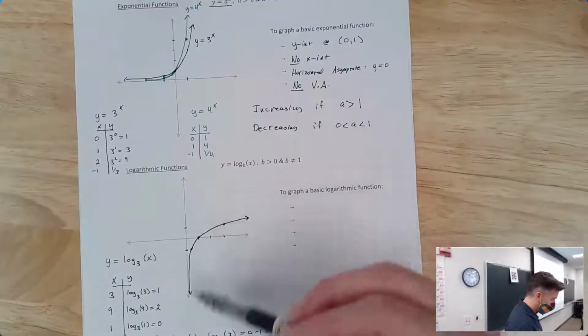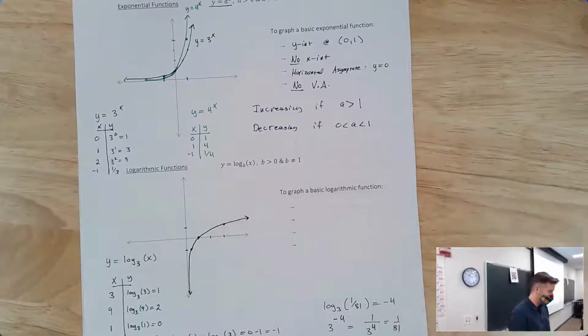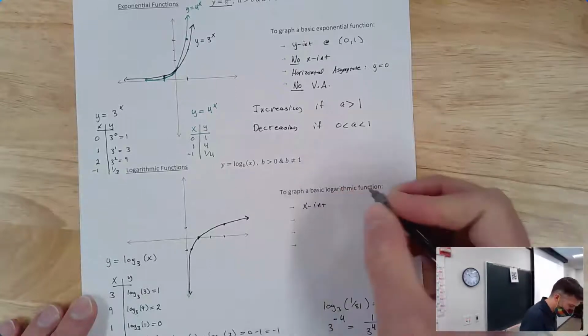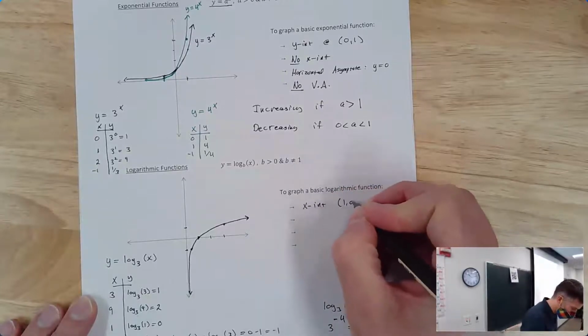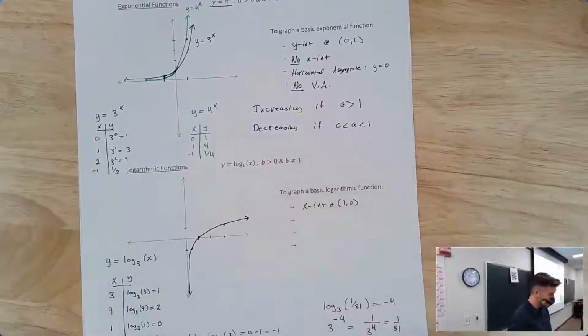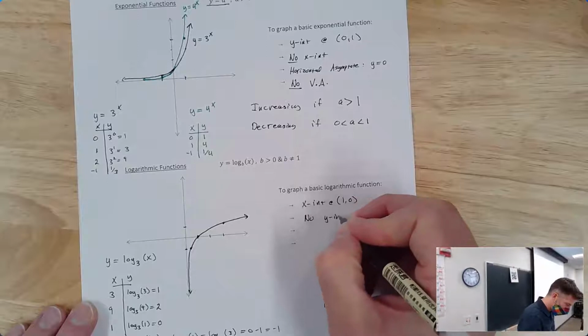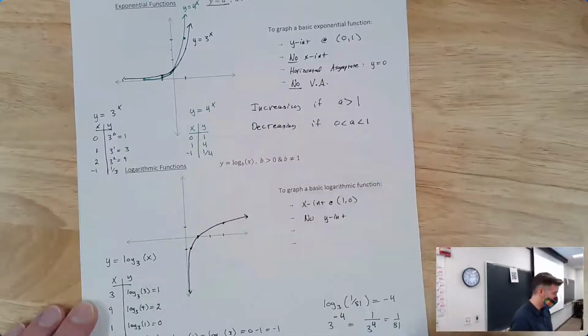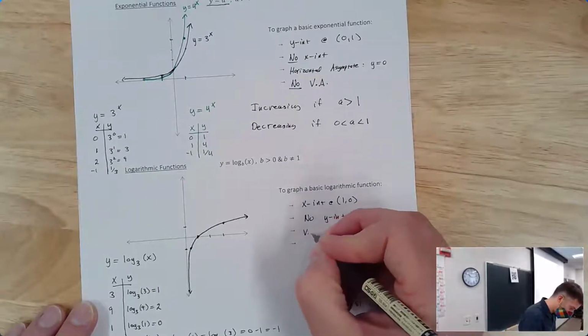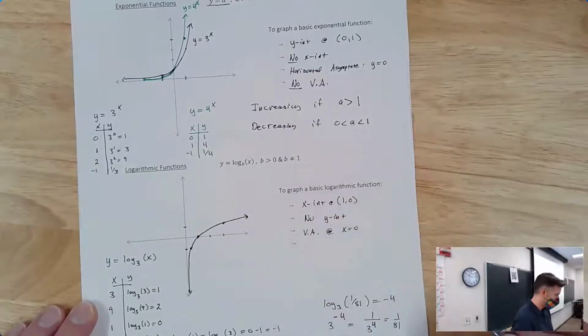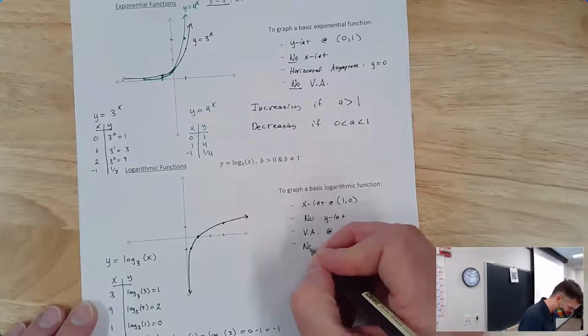This is the typical shape of a logarithm. And again, just like the exponential function, it's going to have some common hallmarks. The first of them being it's going to have an x-intercept at 1, 0. It's not going to have a y-intercept. It's going to have a vertical asymptote at x equal to 0. And it's going to have no horizontal asymptote.